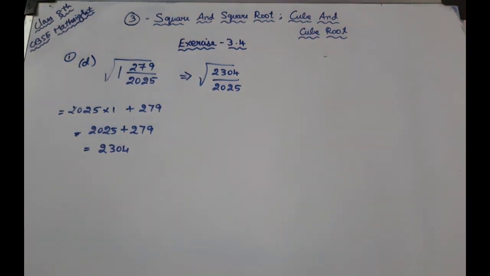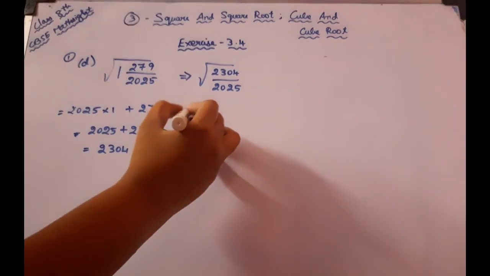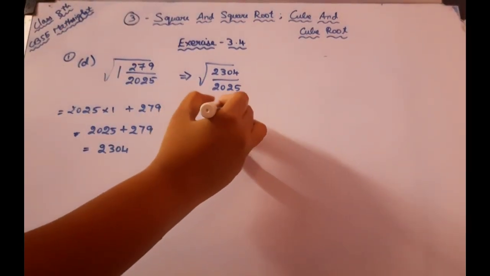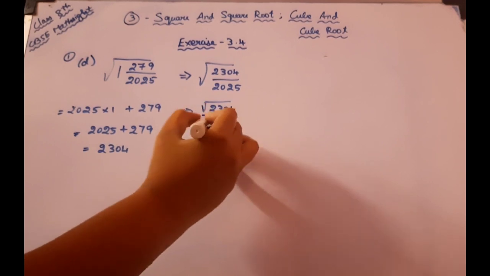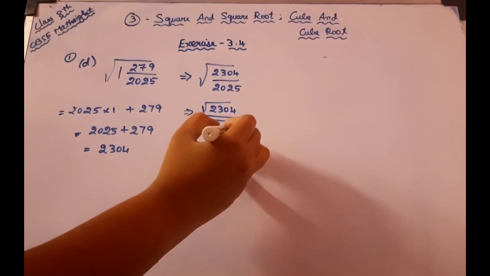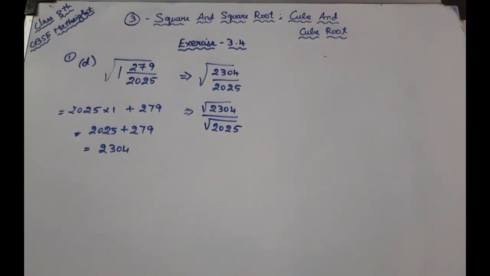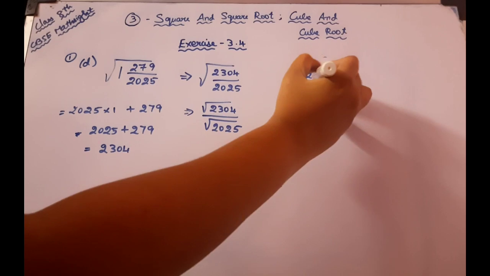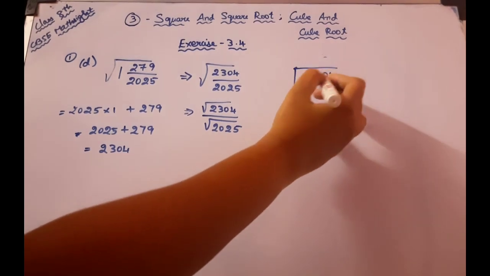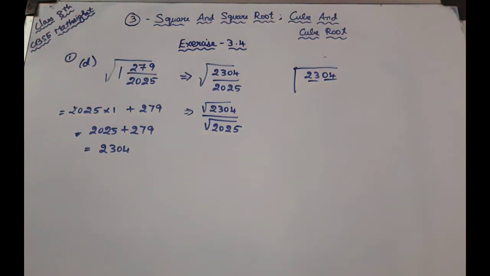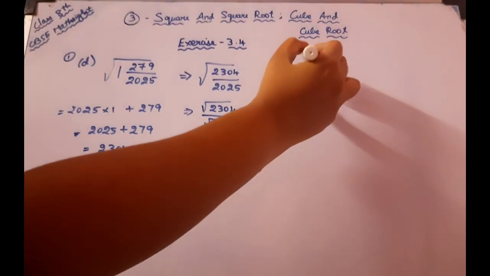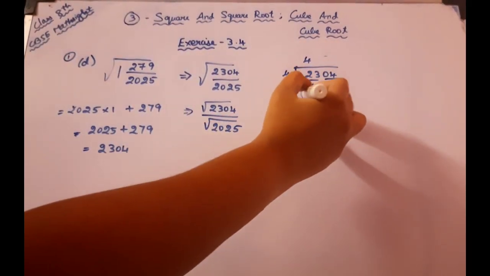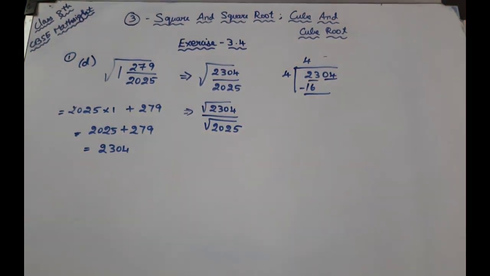Next we will try to find the square root value of 2304 divided by the square root of 2025. So we can find the values separately. Square root of 2304, so we will pair two terms. So we can see 5 into 5 is 25. So we can take 4 into 4. 4 into 4 is 16. So the remainder will be 7.